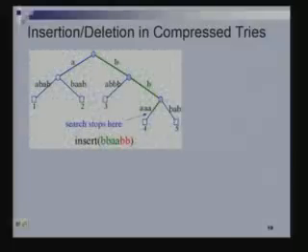Okay, now how does insertion and deletion happen in a compressed trie? Suppose this is the trie I have. So the labels that I had put at a node, you can also think of them as the labels on the edge, the parent edge of that node, right? It's one and the same thing. You understand what I mean?